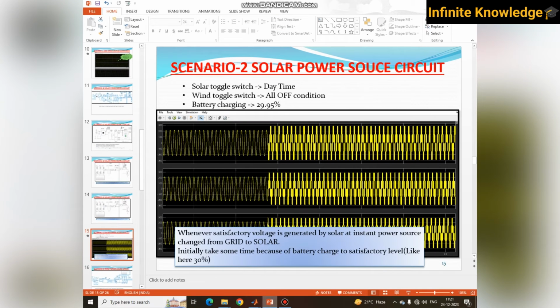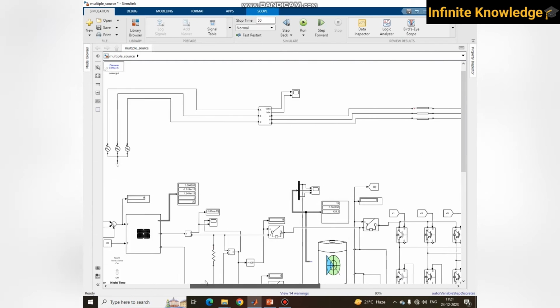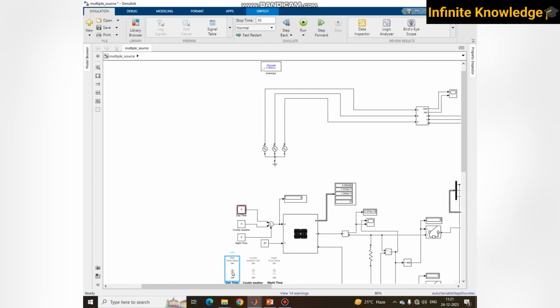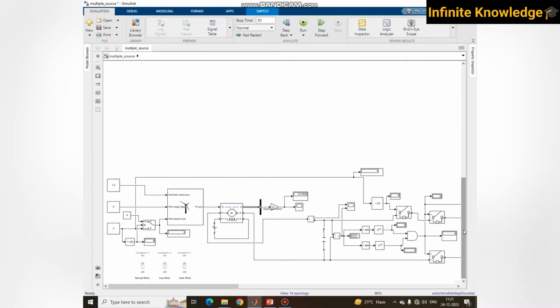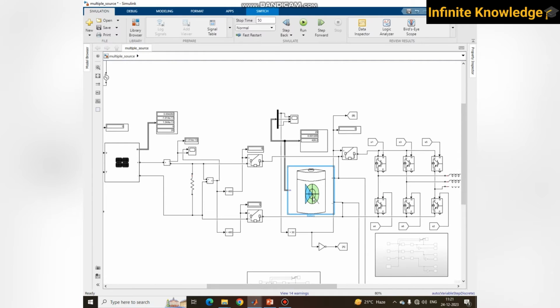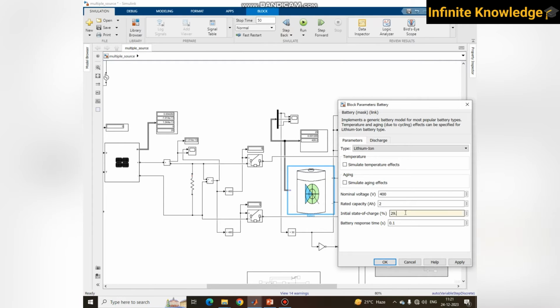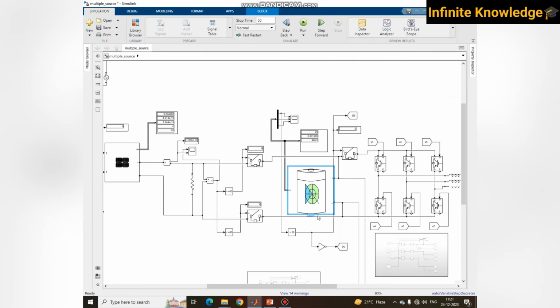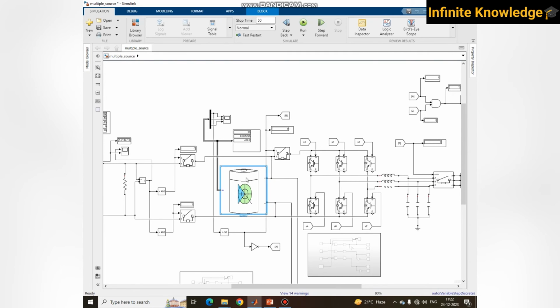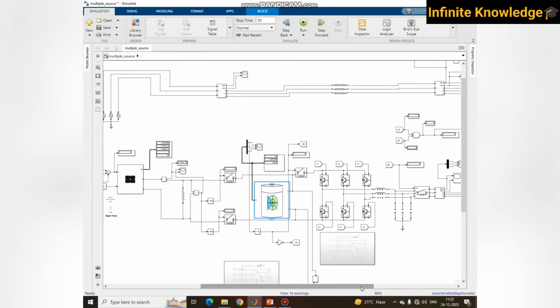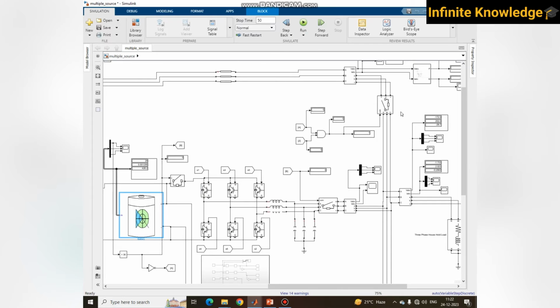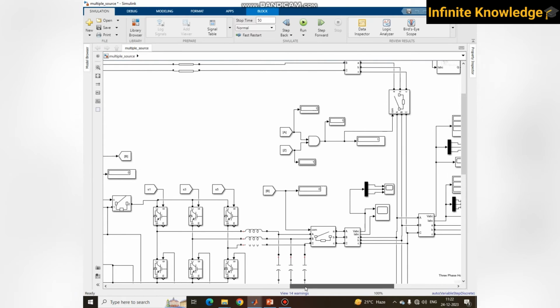So just simulate a similar value in this simulation, and your daytime is available, and your wind is not available. So all the switches are in the off condition, and your battery is at 29.95%. Whenever your solar is available, this battery will get charged first and then switch over to the solar, so it needs to charge from 29.95 to 30 percent. Meanwhile, your grid supply will remain on.